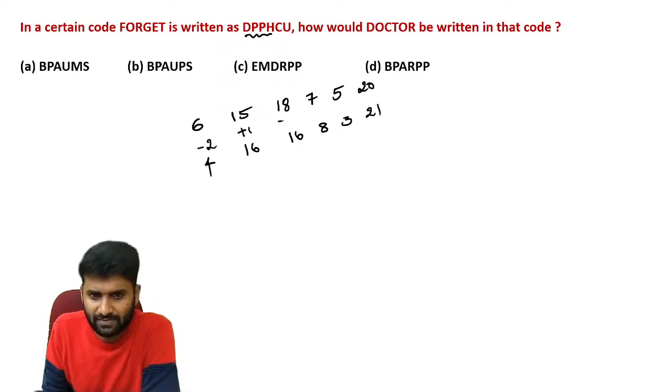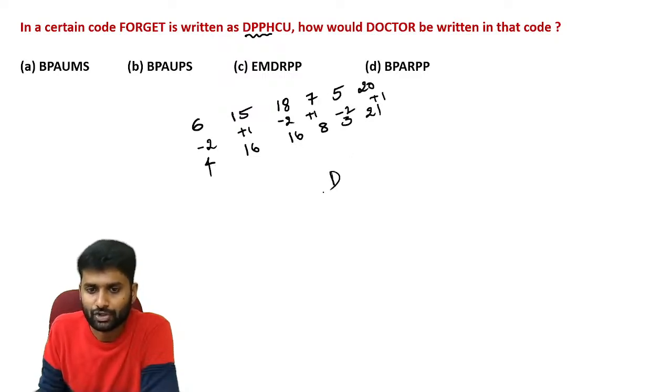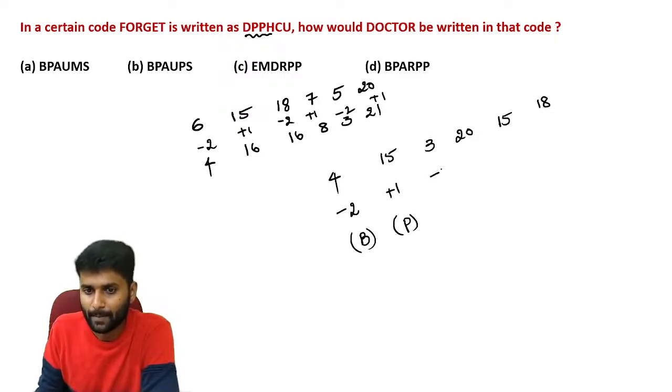Minus 2, plus 1, minus 2, plus 1, minus 2, plus 1. Doctor: D is 4, O is 15, C is 3, T is 20, O is 15, R is 18. Let's start with the minus 2. It's all about the second letter, P. So it's all about plus 1. The 16th letter is P.